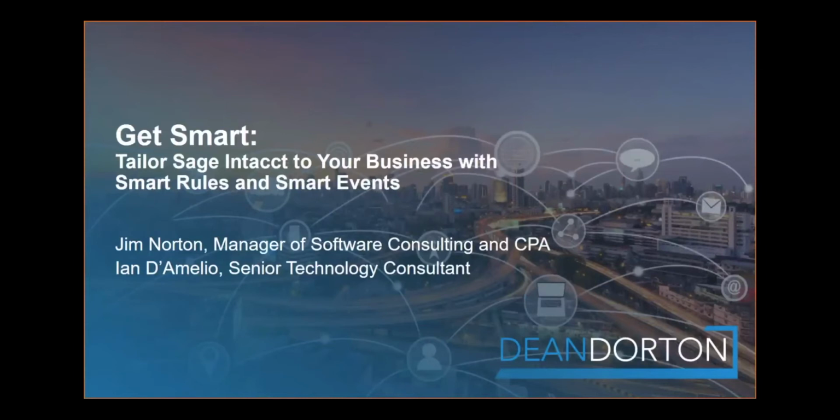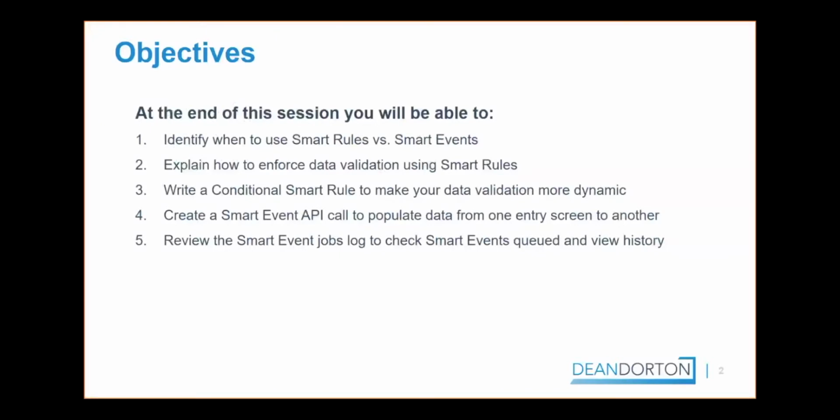The objectives for this session: by the end of the session today, you should be able to identify when to use smart rules versus smart events, explain how you can enforce your data validation using smart rules, write a conditional smart rule to make your data validation more dynamic, create a smart event API call to populate data from one entry screen to another, and review the smart event jobs log to check smart events queued and view history.